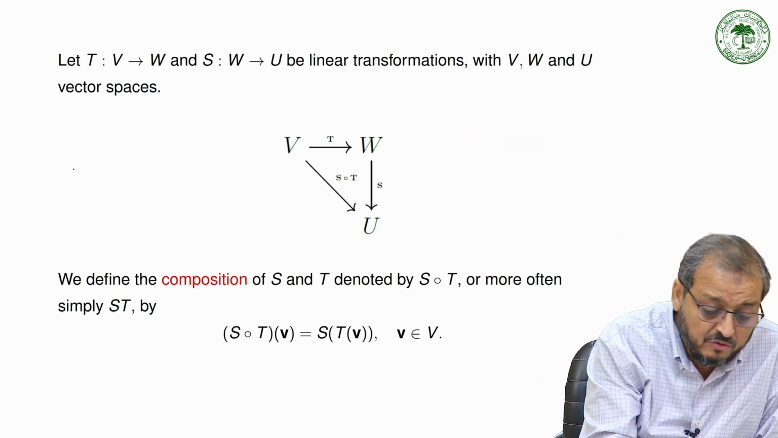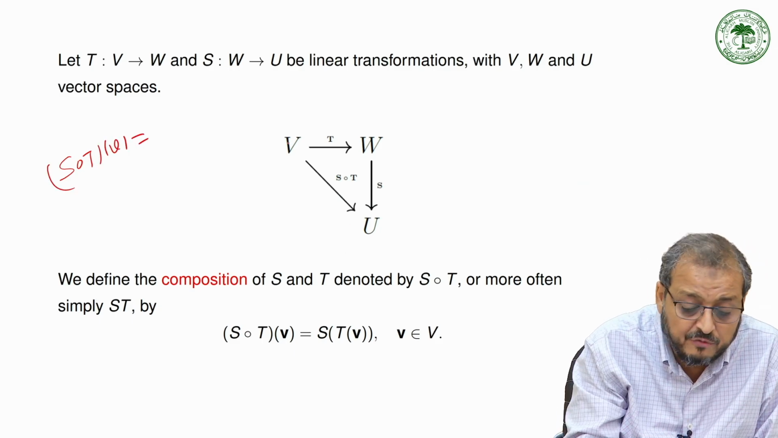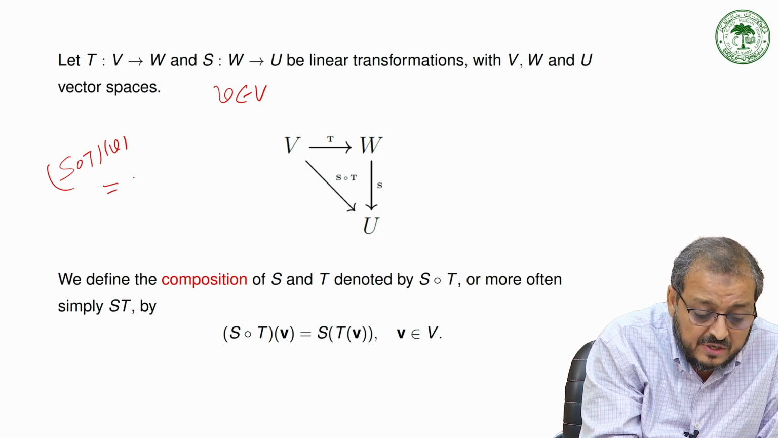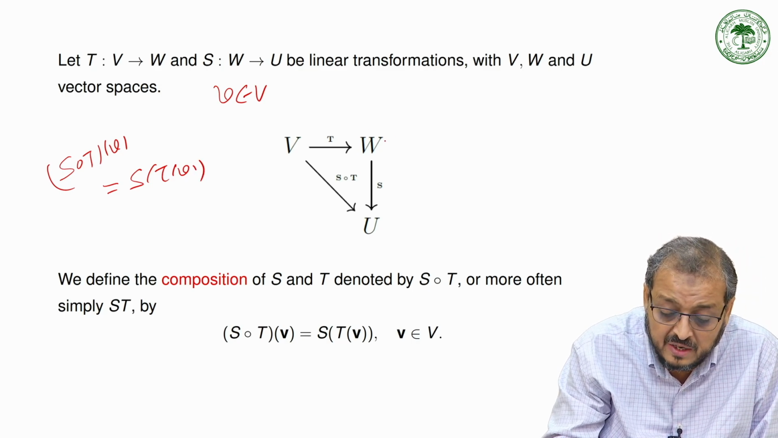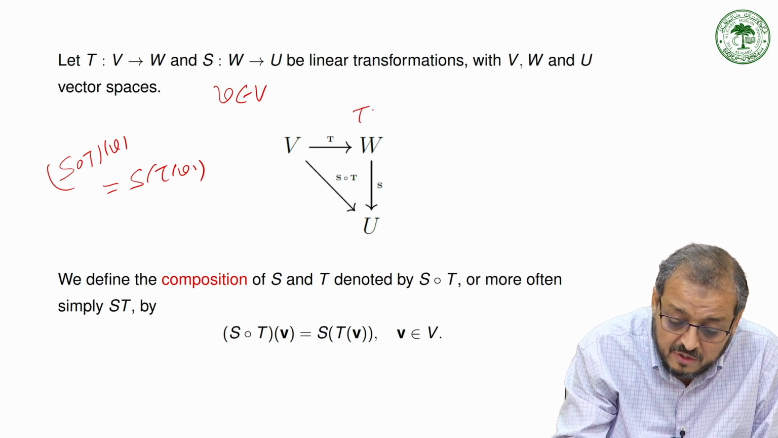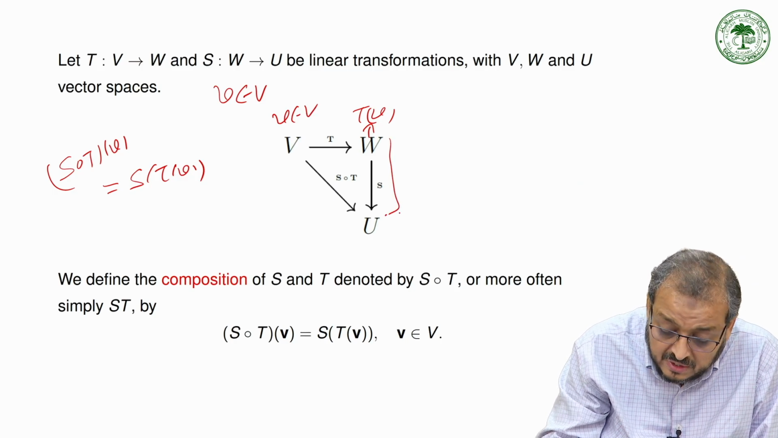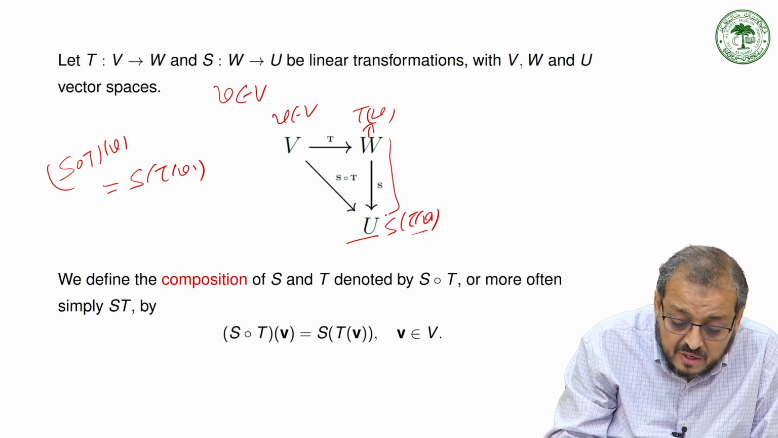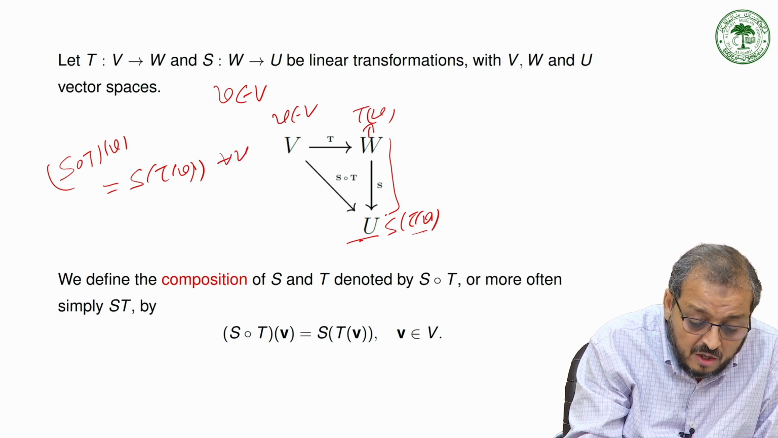We define it by this: S composition T of a vector v, where v is an element of V. So for any v belonging to V, S composition T of v can be written as S of T of v. Now T of v is an element of W, and v is an element of V, so S of T of v is an element of U. This holds for all v belonging to V.